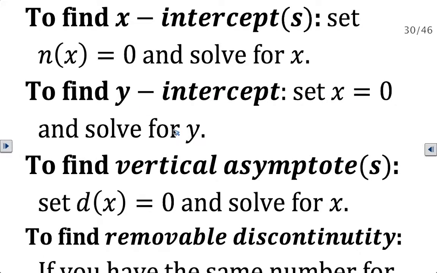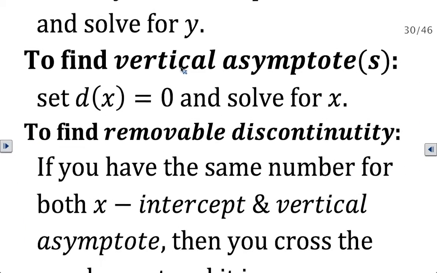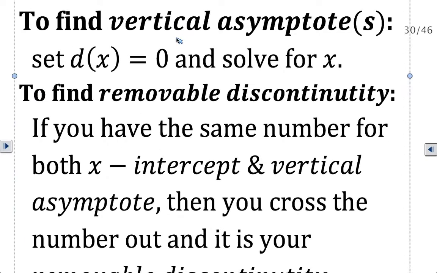So just in your equation, anything that is attached to an x, you can just kind of cross it out, and then you see what's left, and that's what your y value is going to be. All right, and then to find your vertical asymptote, you set your denominator equal to 0 and solve for x.